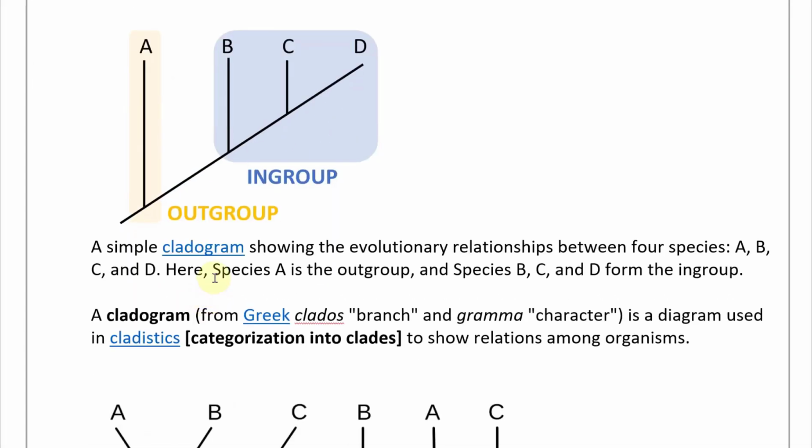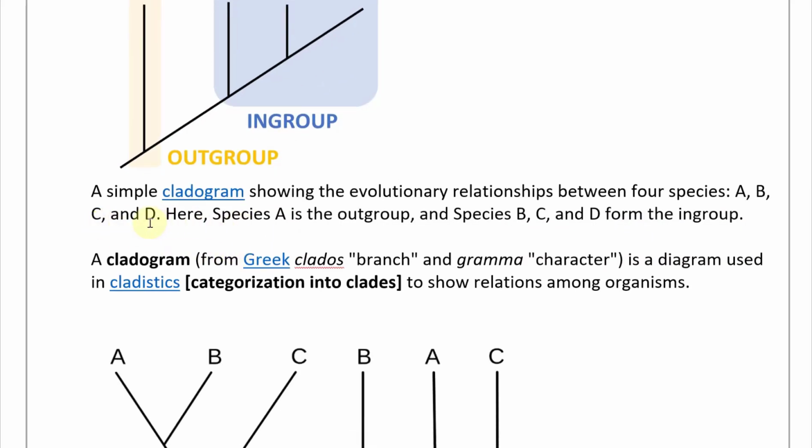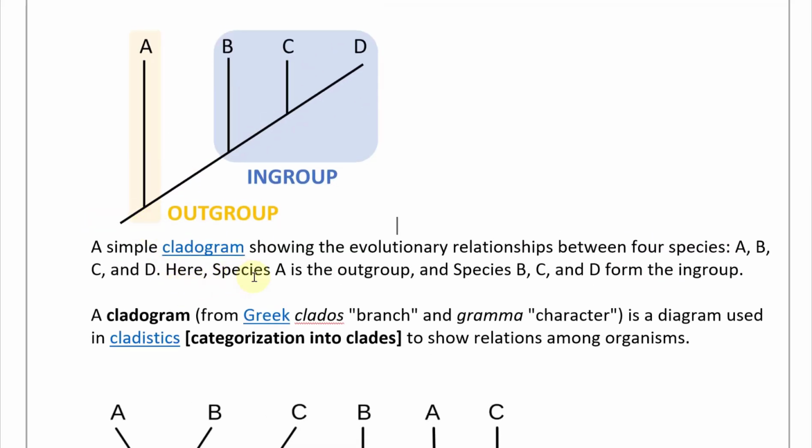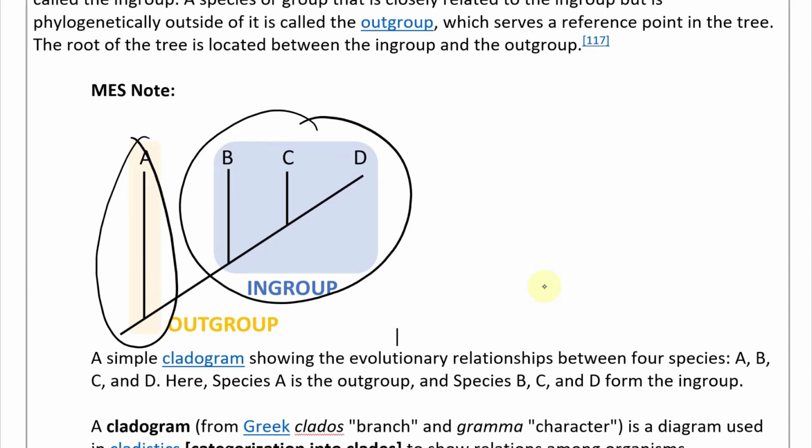So a simple cladogram showing the evolutionary relationships between 4 species, A, B, C, and D. Here, species A is the out-group, and species B, C, and D form the in-group. So there's a primary interest you have here. There's another outside group over there.